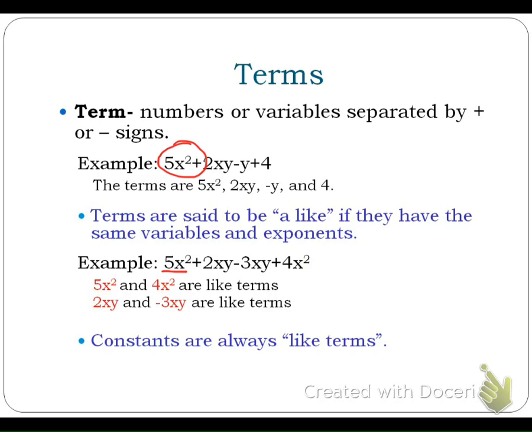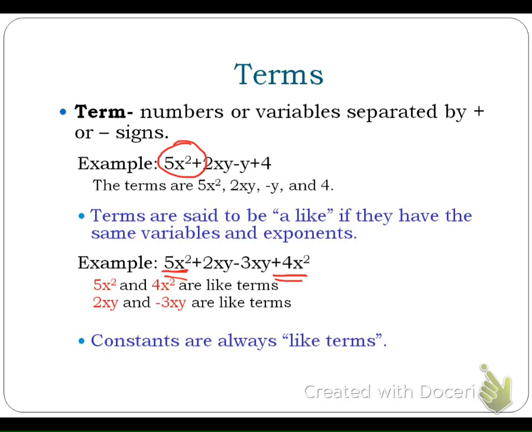So all we're looking at are the variables in the term and the exponents in the term. The coefficient is 5. We don't need to worry about that, but look at the x to the second. Do you see any other term that has an x to the second in it? Yeah, 4x to the second. So those are both like terms. They both have the variable x to the second power.